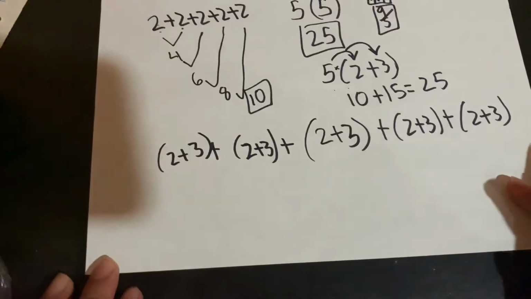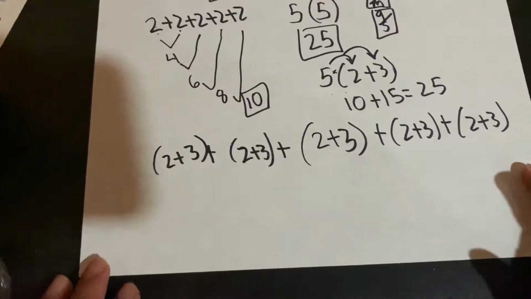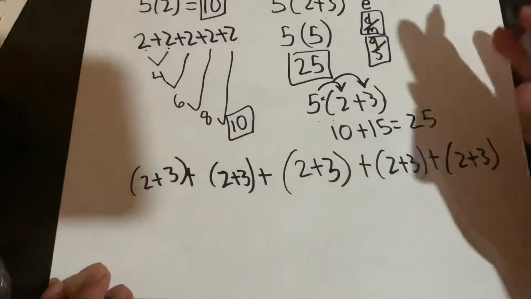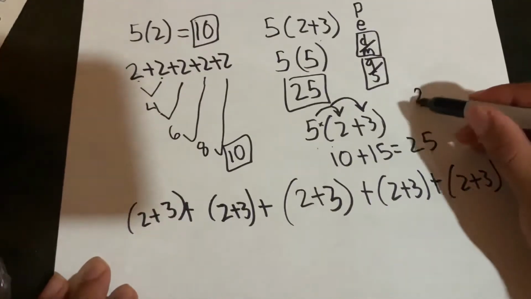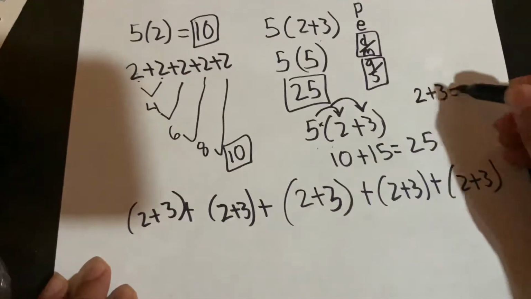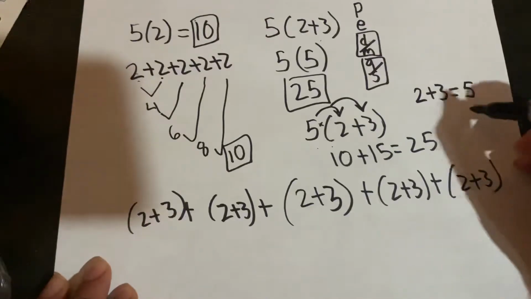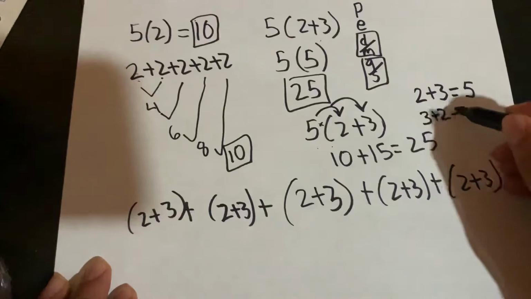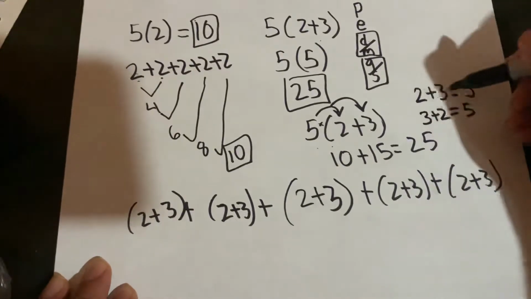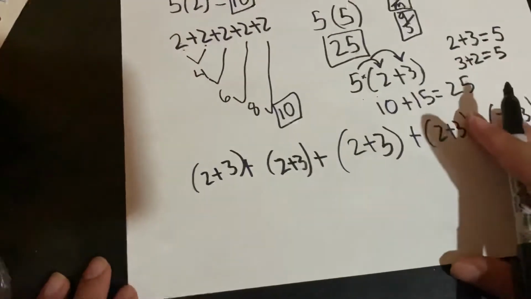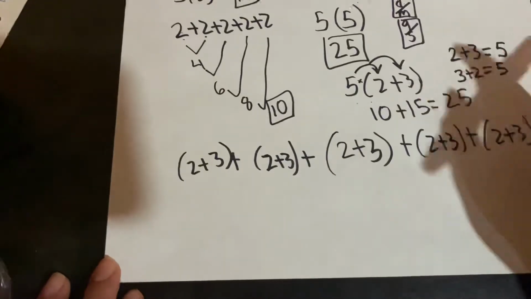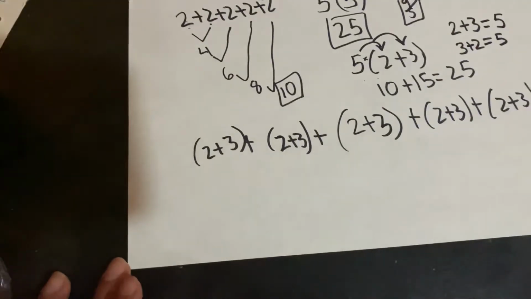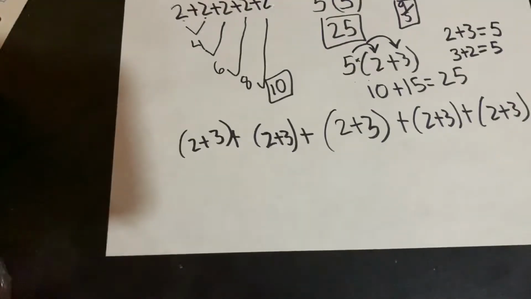And then here's the important part. When you add numbers, they're commutative. That just means if I have 2 plus 3, that equals 5. If I switch the order, 3 plus 2, I will still get 5. They're still the same no matter what the order is. So that means I can arrange these numbers any way I like.